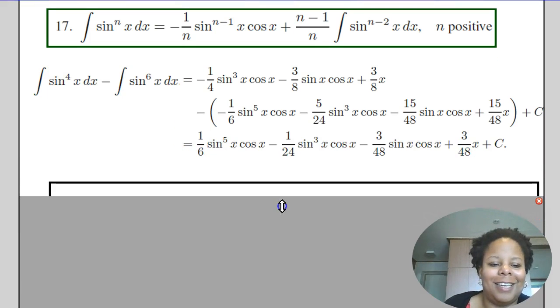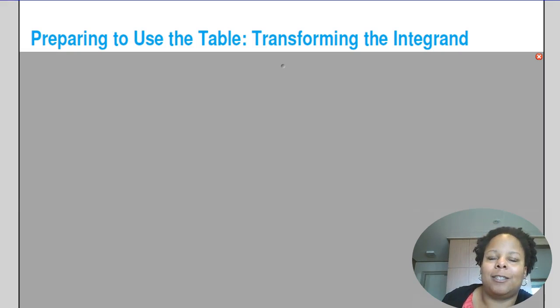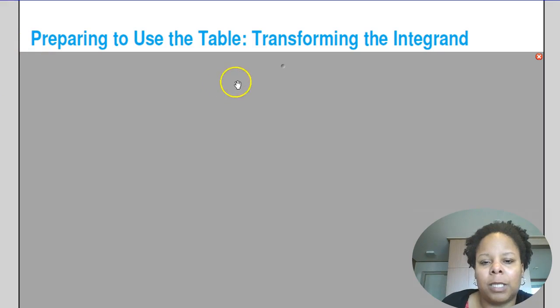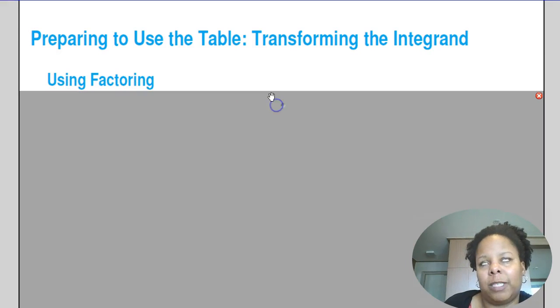All right. Now we're going to talk about the more challenging ones, where what if it doesn't look like anything in the table of integrals? Well, it may be because you need to transform the integrand, which is the function inside the integral, into something that it looks like using some algebraic manipulation. And we're going to use some examples.